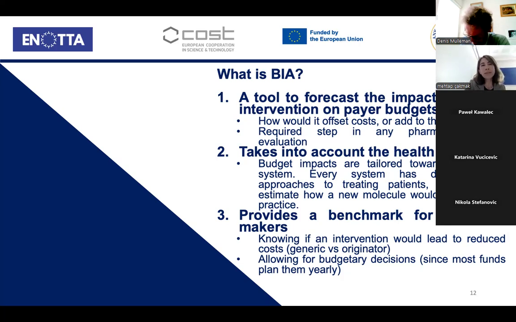There are some national guidelines, and they set all the details in these guidelines. Some countries like Belgium, the Netherlands, and Canada have budget impact analysis methods in detail, especially for pharmaceutical companies and their new drugs.